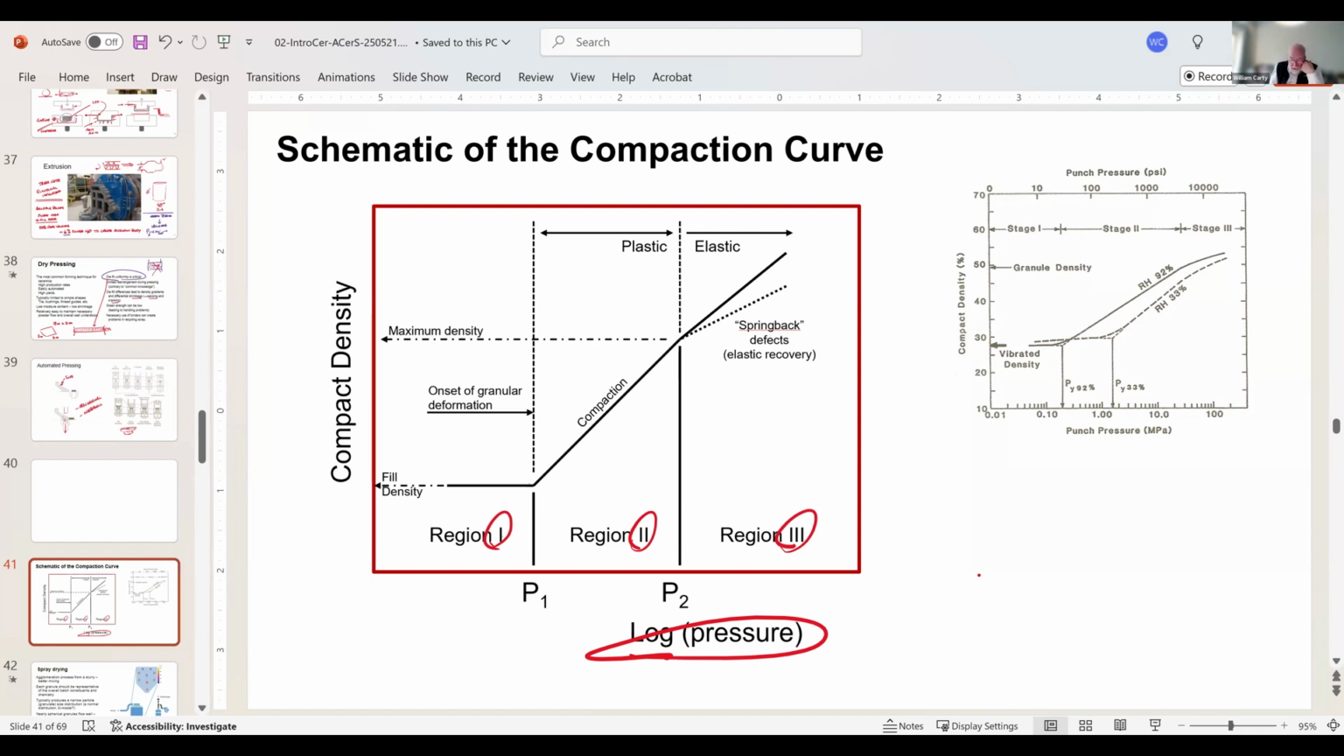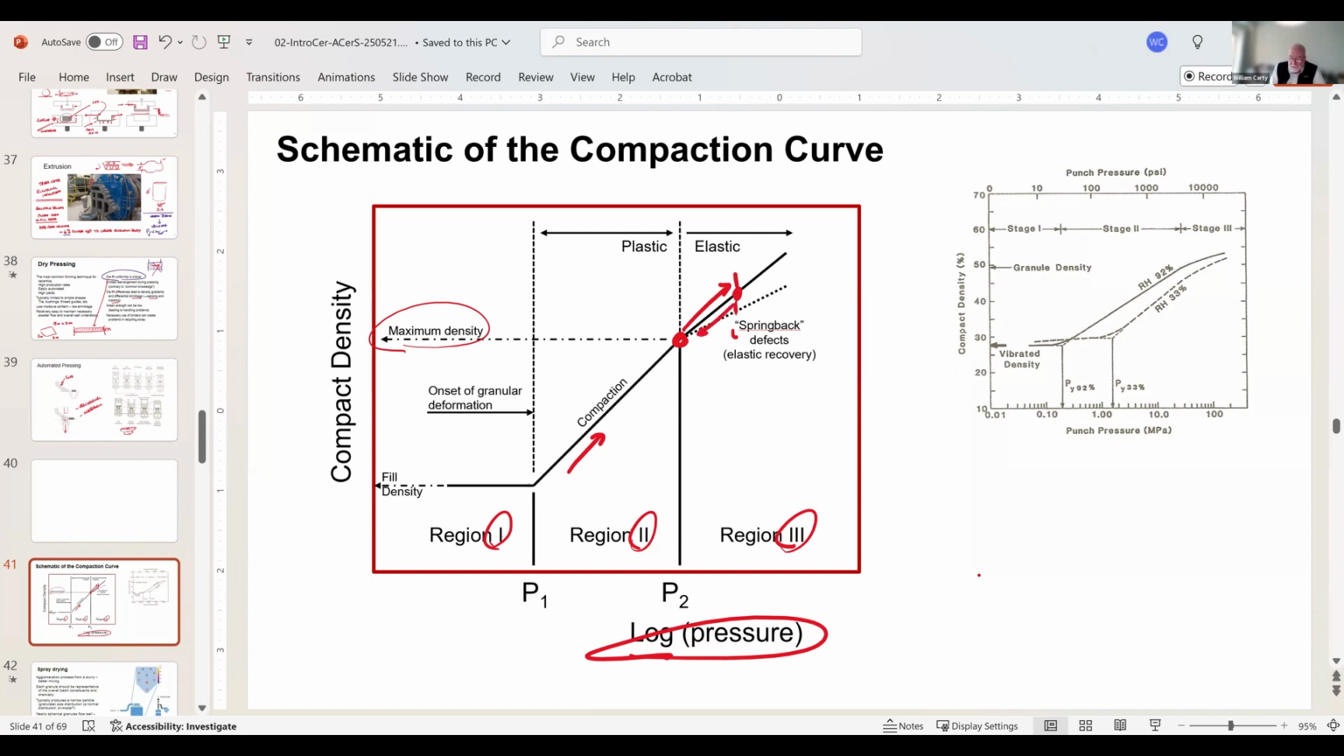There's no change in density until you hit P1. And then this is your compaction cycle here in Region 2. Density goes up with increasing pressure on a log scale until it hits P2, okay? And P2 gives you your maximum density. If you exceed P2, then if you go up this curve to a higher pressure, when you take the load off, it comes back down this curve to get to P2.